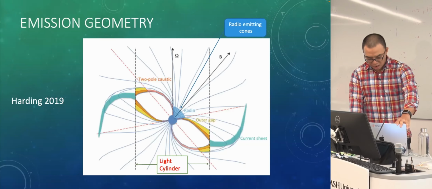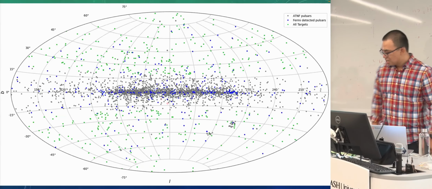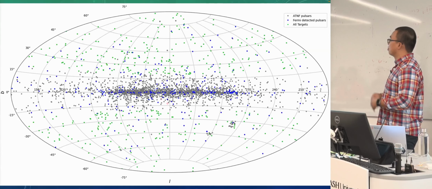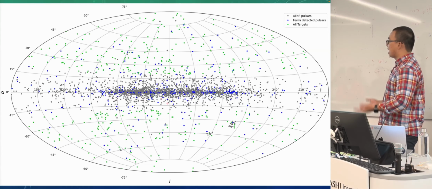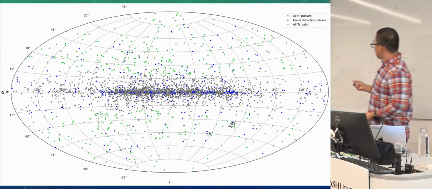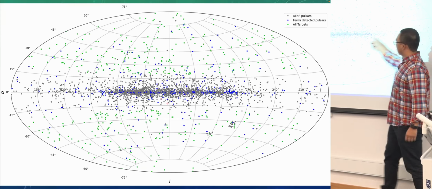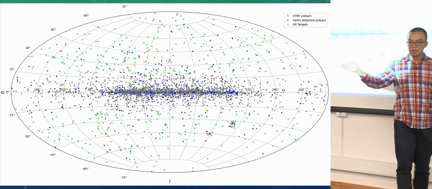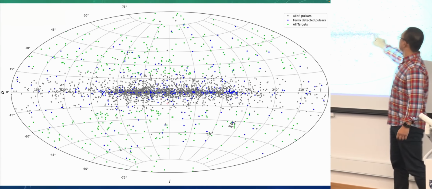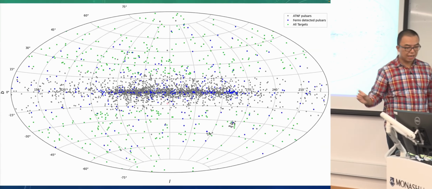But anyway, what we are going to do is try to find out, for these pulsars that are seen in radio but not in gamma ray, how they behave and what they look like. So here you can see the all-sky map, with the gray dots being all of the radio pulsars recorded in the catalog. The blue ones are the gamma ray pulsars, and the green ones are the ones that I'm going to look at.